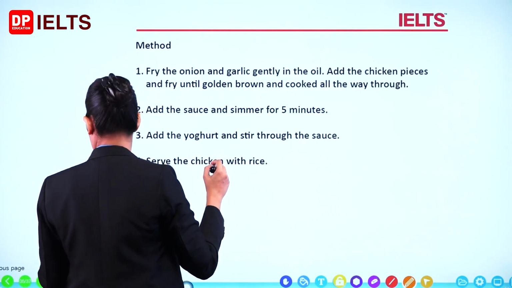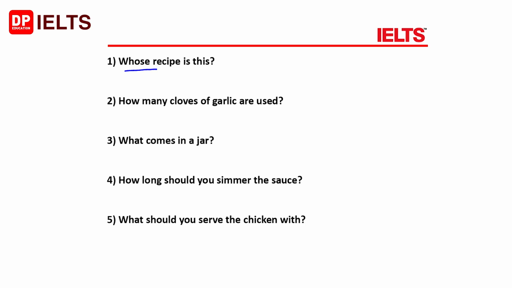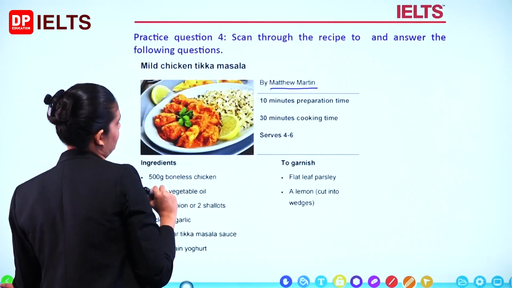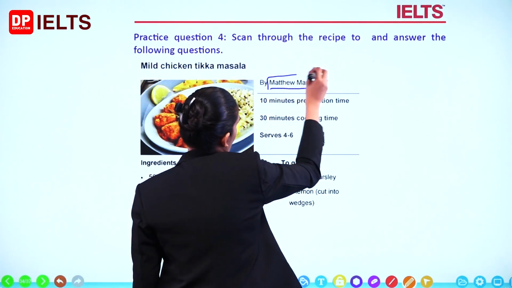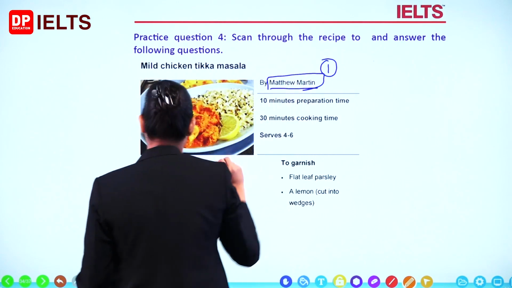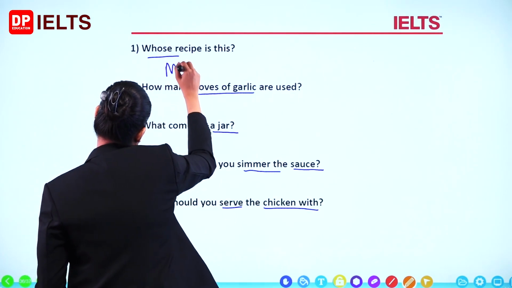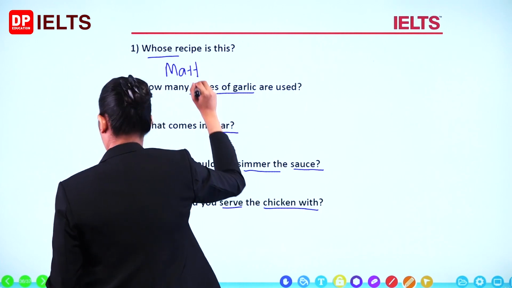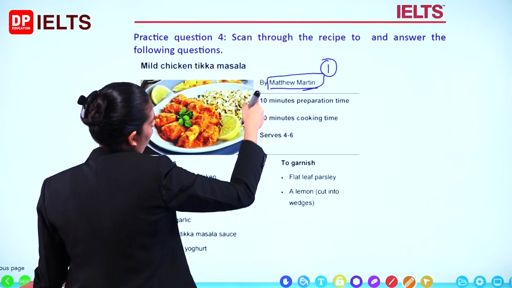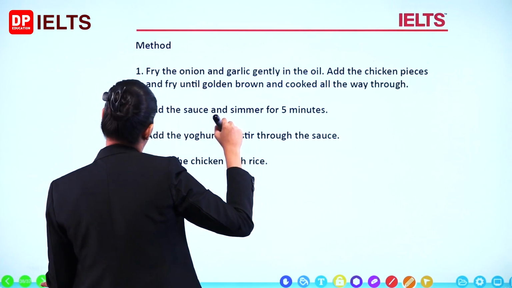Okay. Question number 1. Whose recipe is this? How many cloves of garlic? What comes in a jar? How long should you simmer the sauce? What should you serve the chicken with? Whose recipe? Matthew Martin. Okay, so we can write. Make sure that you check for the proper spelling, okay?